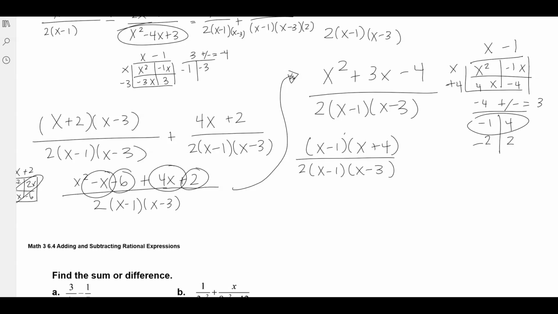So now we have stuff we can cancel. So we have an x minus 1 on top, x minus 1 on the bottom. So we cancel those out. And then remember, those get into our excluded values. So x minus 1 cannot equal 0. So we add 1. So x cannot equal 1. So we have x plus 4 over 2 times x minus 3.